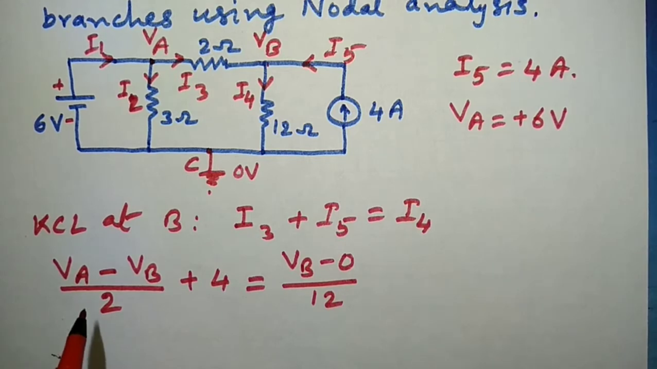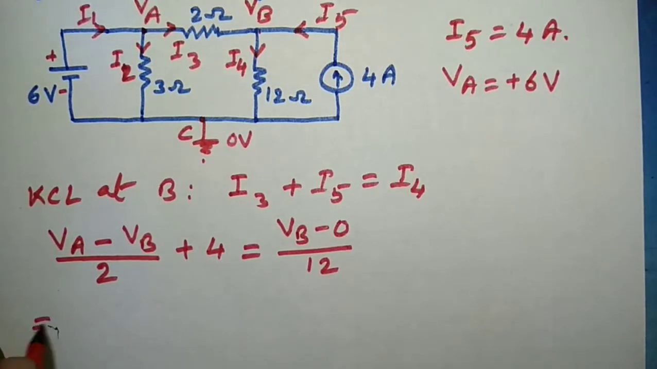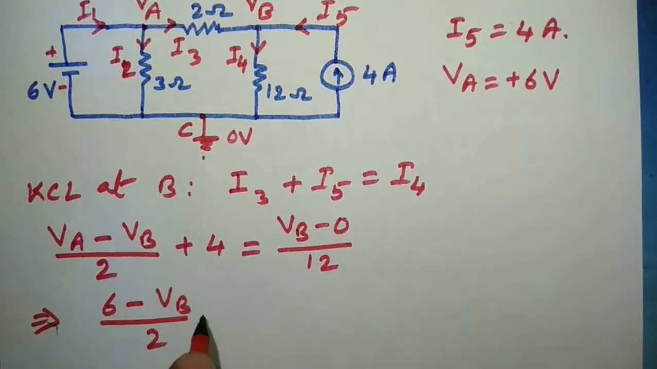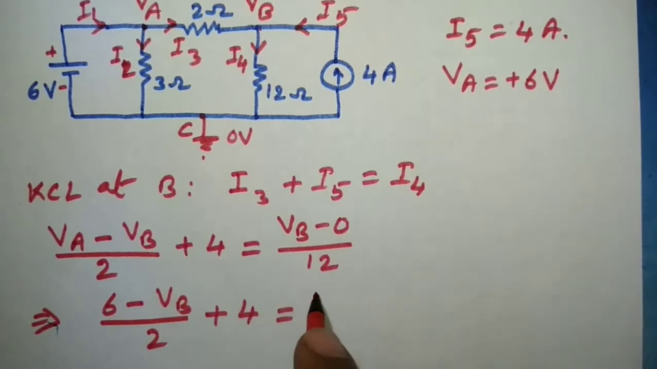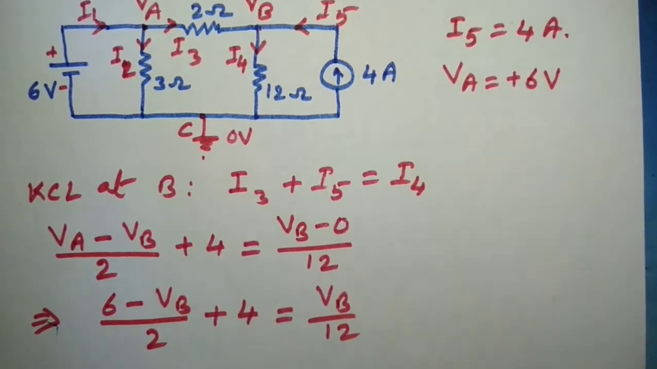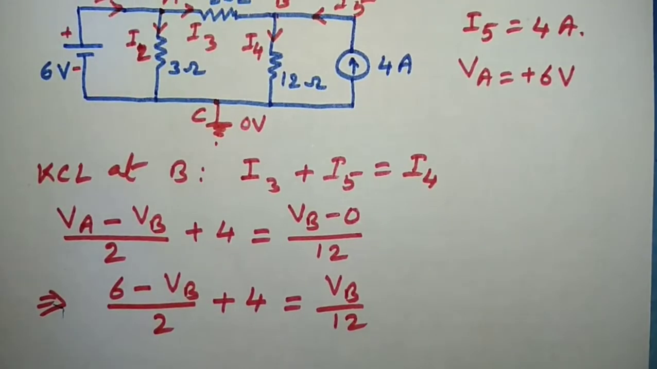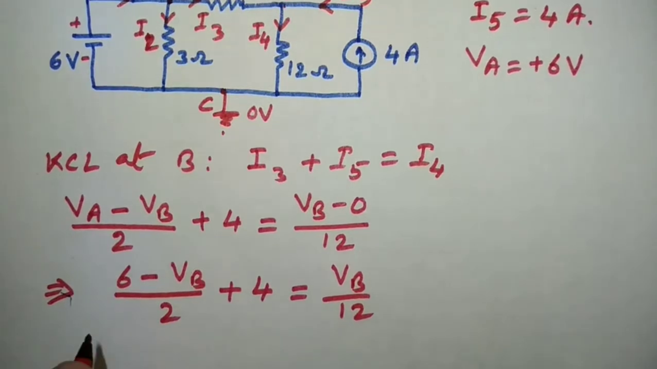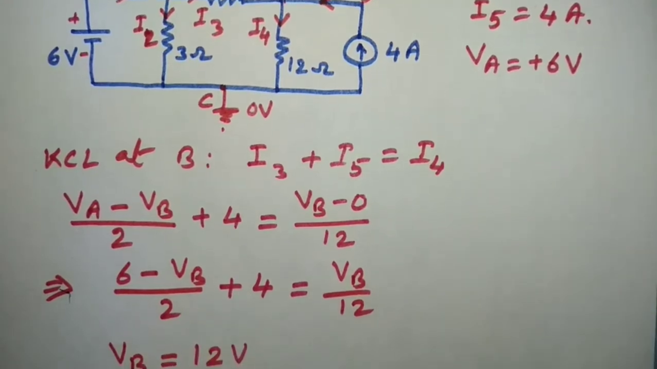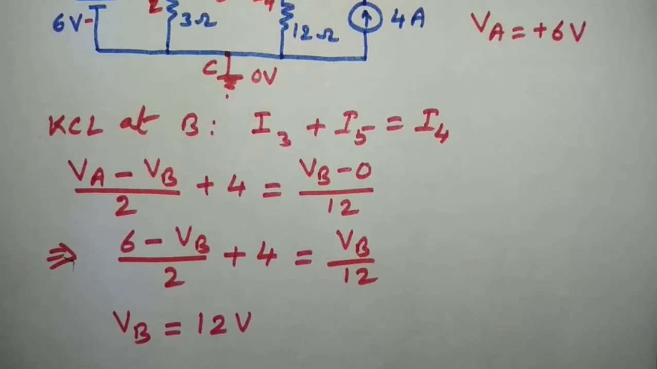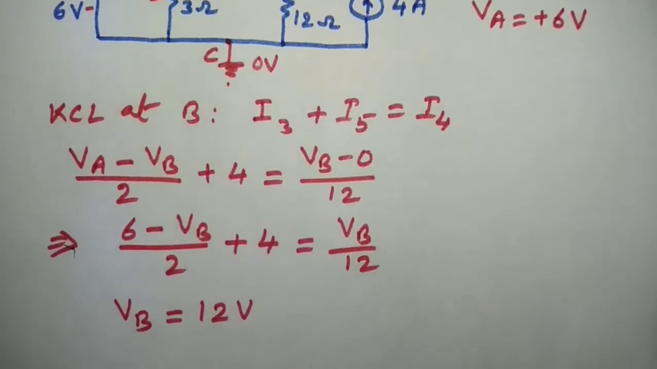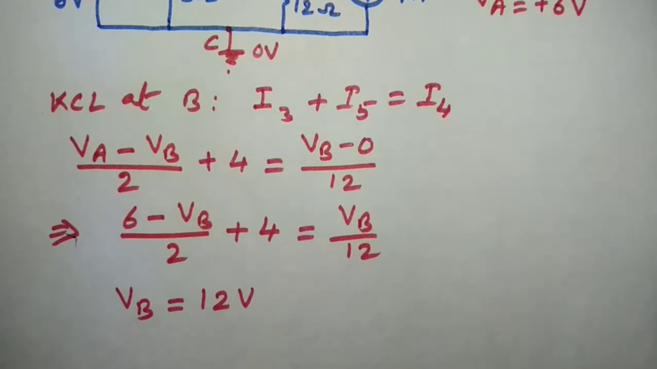Here the value of VA is 6 volt. So we can write (6 minus VB) upon 2 plus 4 equal to VB upon 12. So there is only one equation and there is only one variable, that is VB. So if we solve this equation, we will get the value of VB. And the VB will be 12 volt. So now we can find the current in different branches.